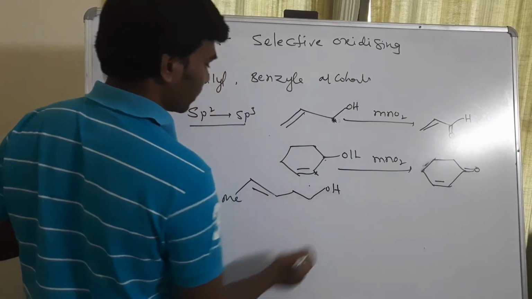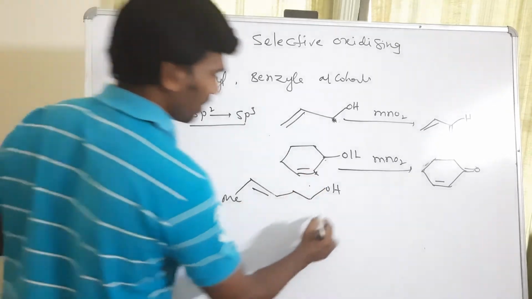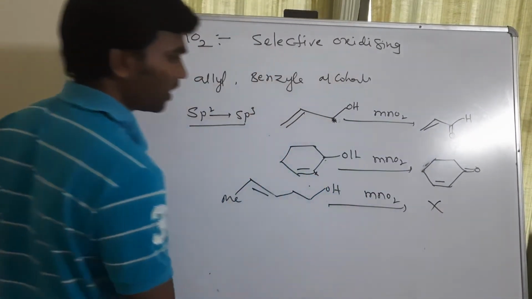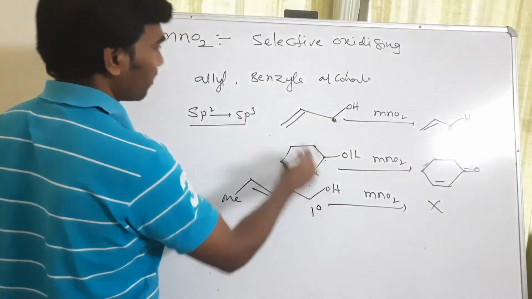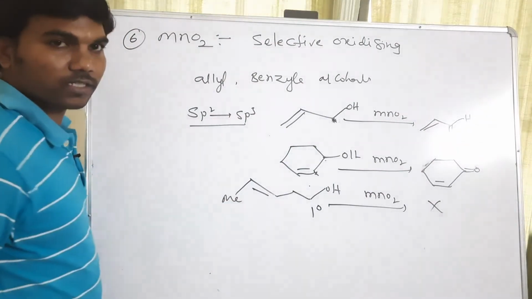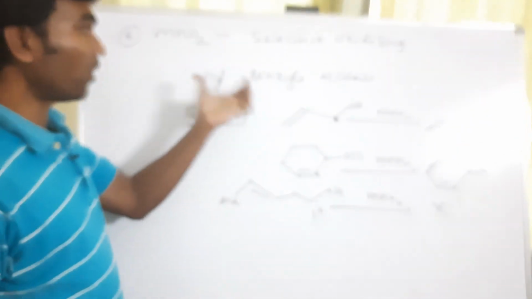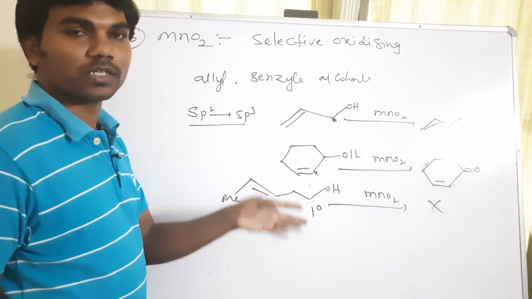If I am taking a compound like this, it is an alcohol, but it is not an allylic alcohol or a benzylic alcohol. If I am adding MnO2 to it, it is not going to form any reaction or any compound, because it is a primary alcohol and we are taking a selective oxidizing agent. It will not disturb primary alcohols or secondary alcohols like this. It will work only on selective compounds which have an allyl position or a benzyl position, then only it will work.